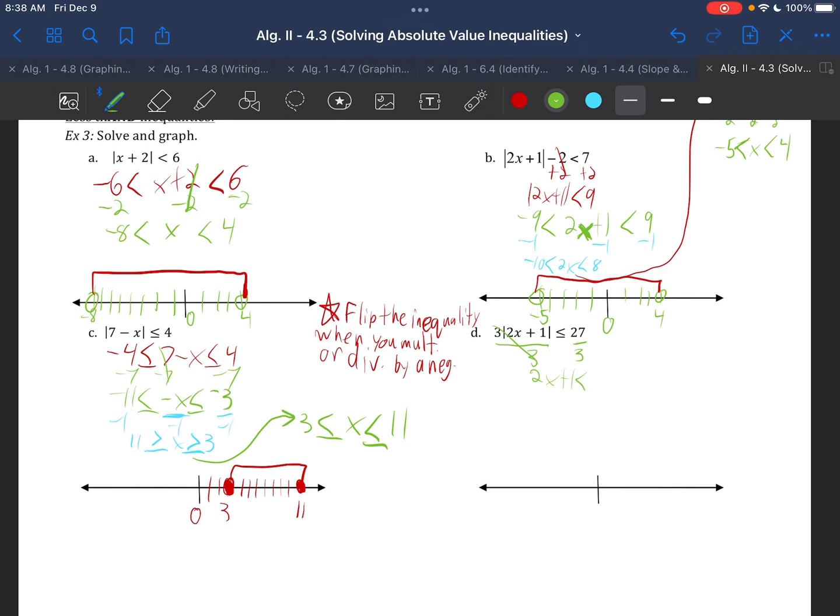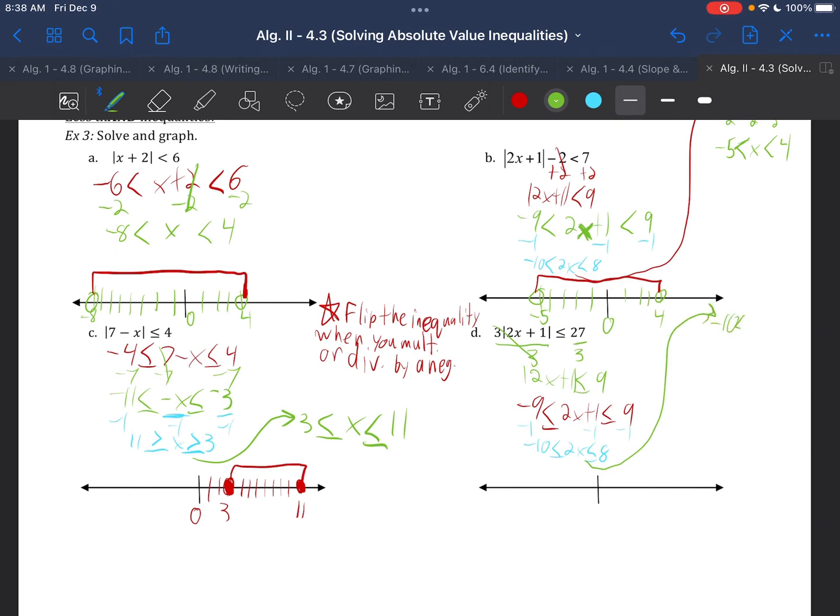Letter D, I have to divide by 3 first because it's not part of the absolute value. And I'll do the absolute value of 2x plus 1 is less than or equal to 9. Now, I put my negative 9 is less than or equal to 2x plus 1 is less than or equal to 9. Subtract 1. Negative 10 is less than or equal to 2x is less than or equal to 8. This looks oddly familiar. You might notice it looks a lot like letter B did, huh?